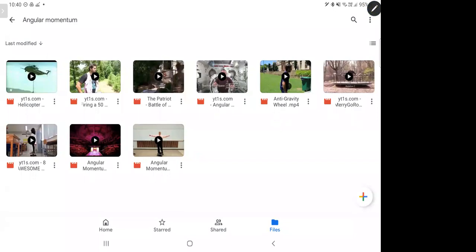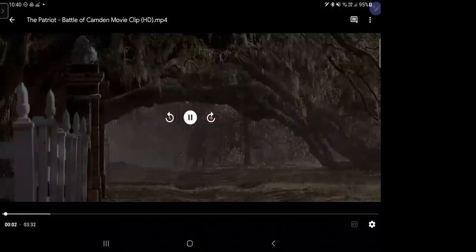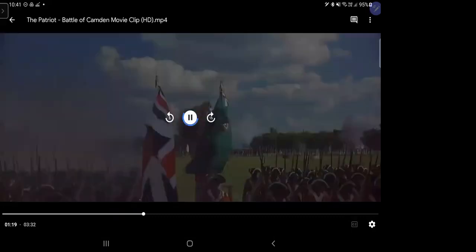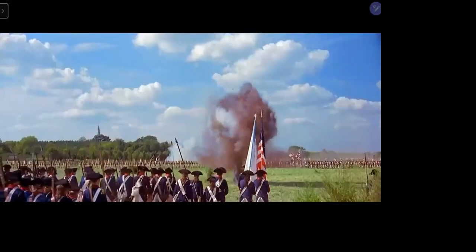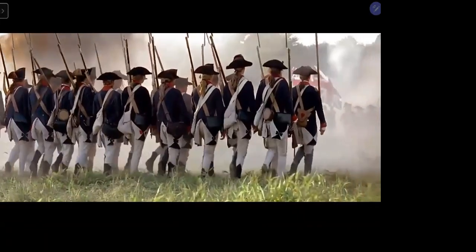There's a scene from one of the movies. This is the American War of Independence, so that is the context here. This is how armies used to fight. Because the gun's range is very short, you have to come very close to fight.